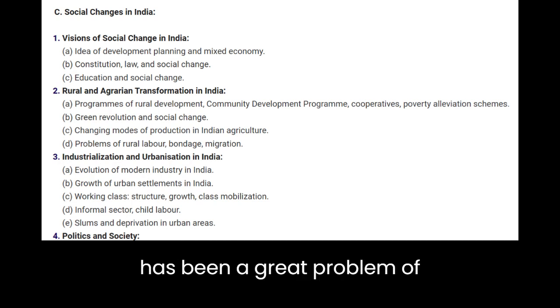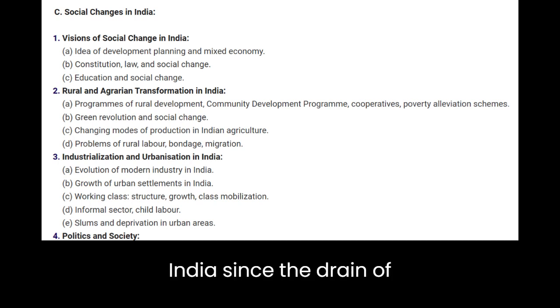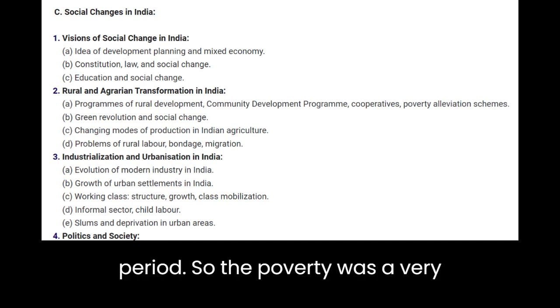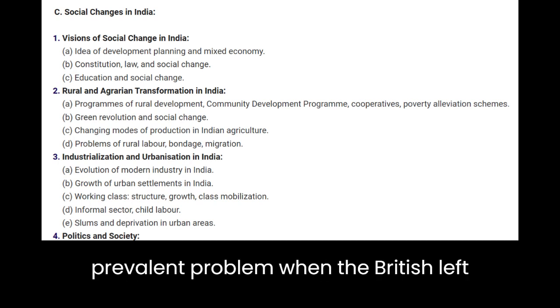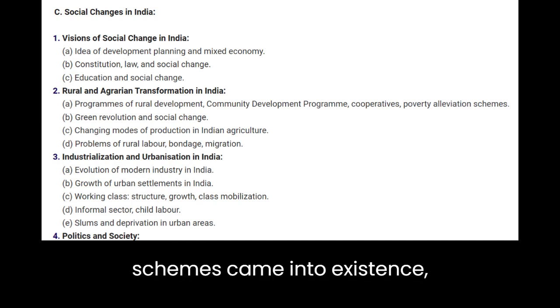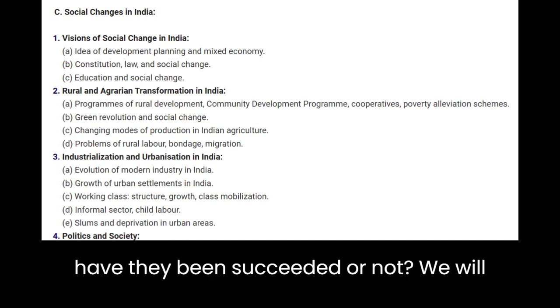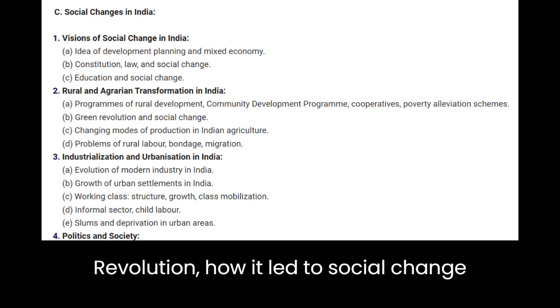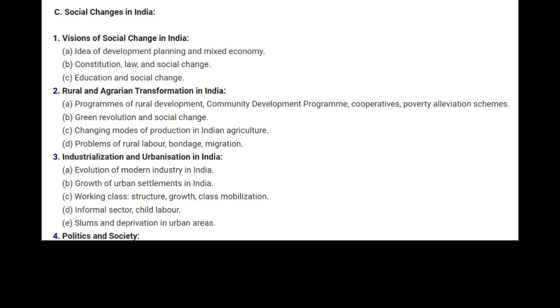Poverty has been a great problem of India since the drain of wealth took place in the colonial period. So poverty was a very prevalent problem when the British left India. How did the poverty alleviation schemes come into existence, and have they succeeded or not? We will see that. We will see the Green Revolution, and how it led to social change.